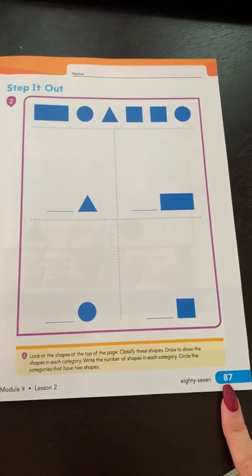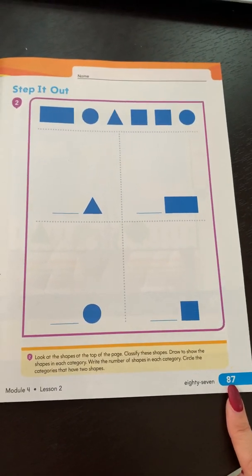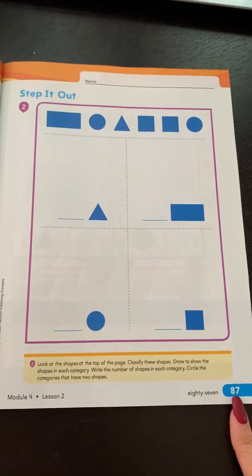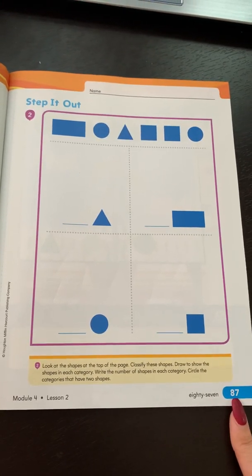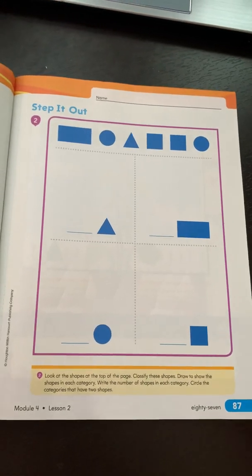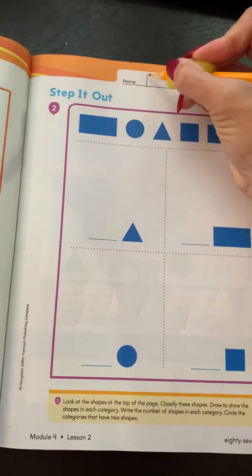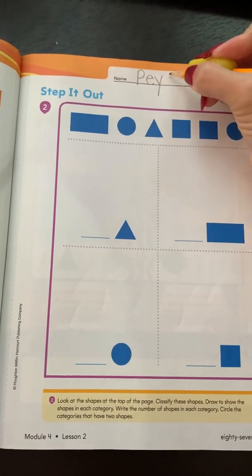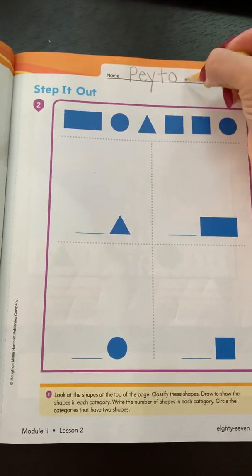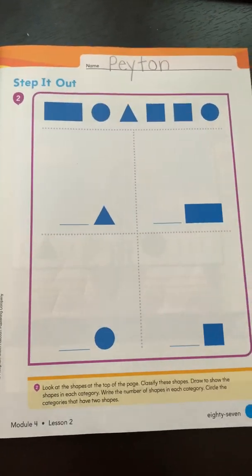Now we're on page 87, an 8 then a 7. The first thing we do is always the same. We take out our pencil and write our name. I'm going to write Peyton's name. P-E-Y-T-O-N. Peyton.